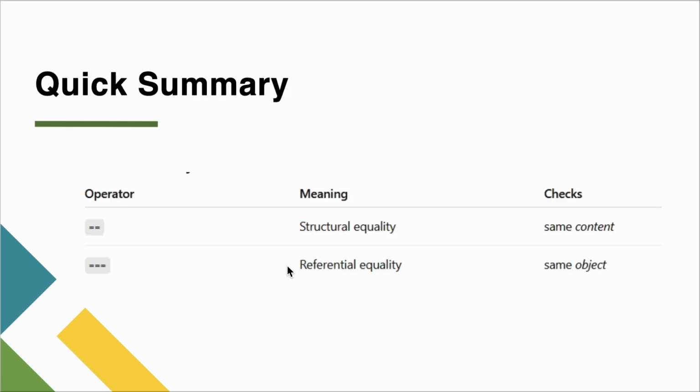Now that is the quick summary. The double equals operator is structural equality that checks for the same content, only if we are overriding the equals method ourselves, or we are using a data class, which internally overrides equals by default. And the triple equals operator is nothing but referential equality, that is, the same object.